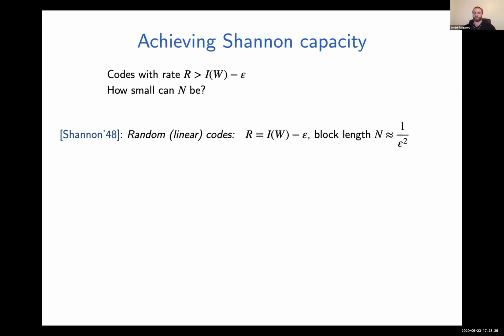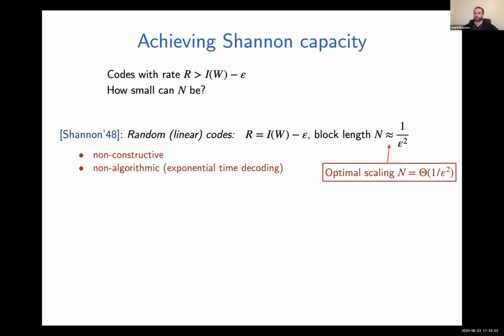So what Shannon actually proved is that if we use random linear codes, then it is possible to get rates epsilon close to capacity if we only use block lengths of order 1 over epsilon squared. And it was later shown to be the optimal scaling. So basically, if you want to be epsilon close to capacity, you cannot have block lengths smaller than 1 over epsilon squared. So random linear codes achieve this optimal scaling, but they are non-constructive and non-algorithmic. So we basically do not really have any decoding algorithms for them other than brute force, which is exponential time.